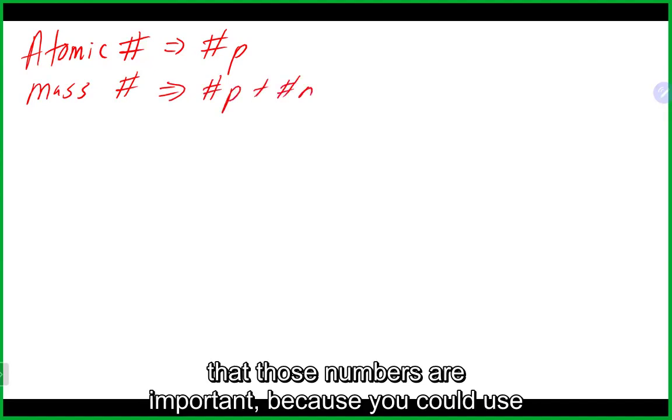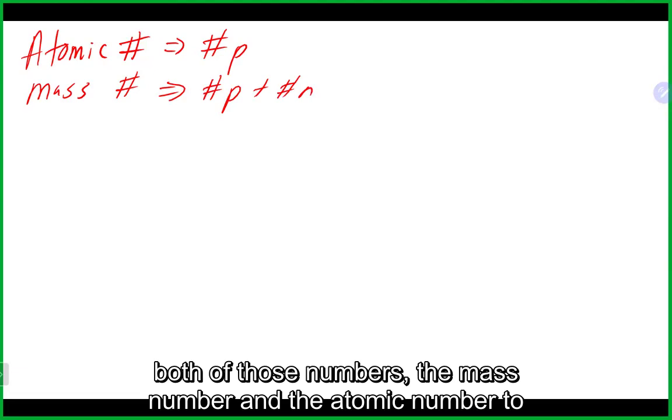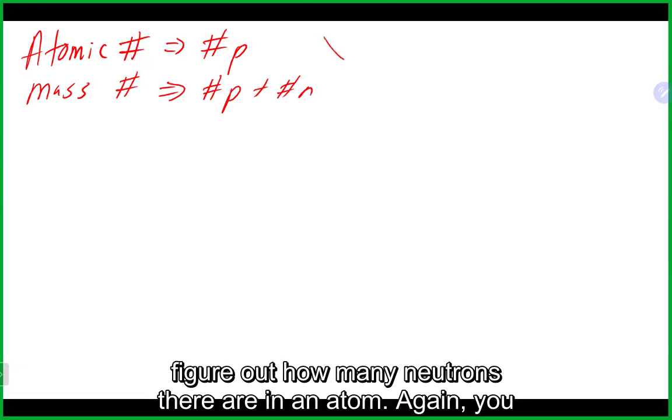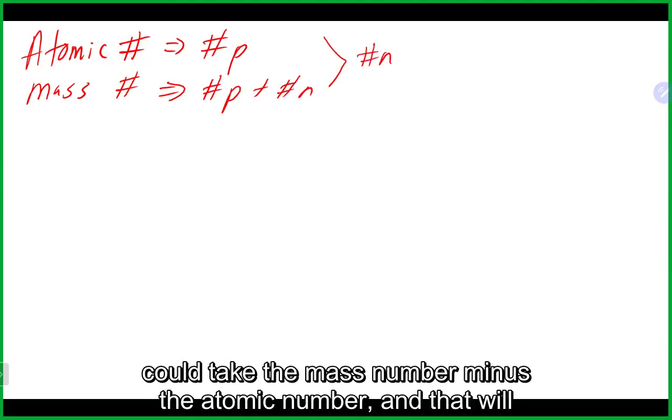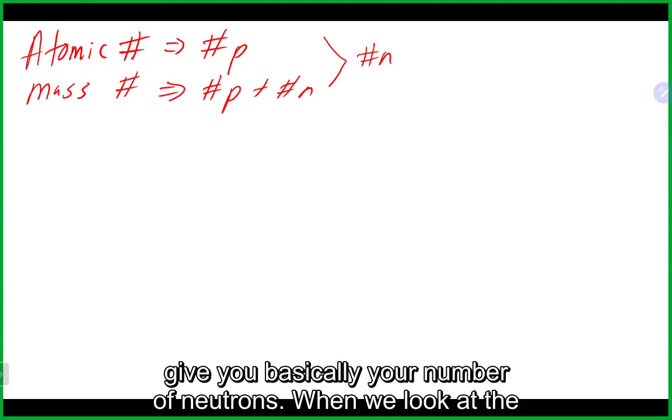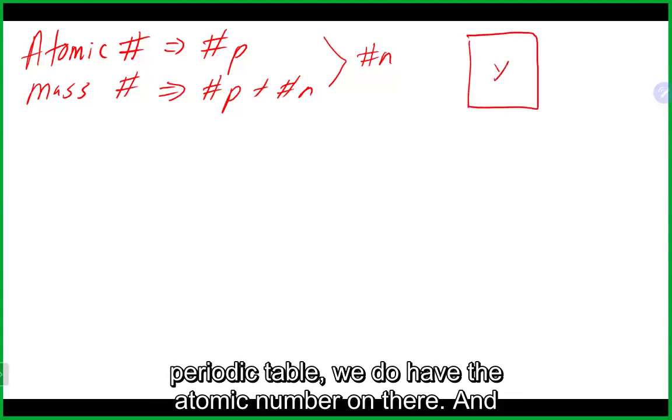And remember that those numbers are important because you could use both of those numbers, the mass number and the atomic number, to figure out how many neutrons there are in an atom. Again, you could take the mass number minus the atomic number, and that will give you basically your number of neutrons. When we look at the periodic table, we do have the atomic number on there.